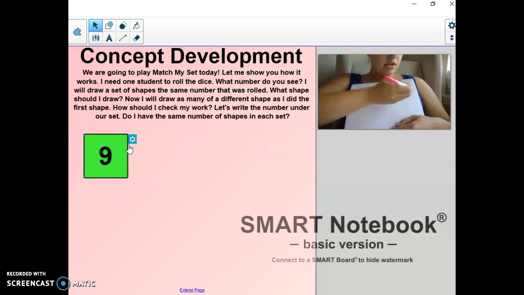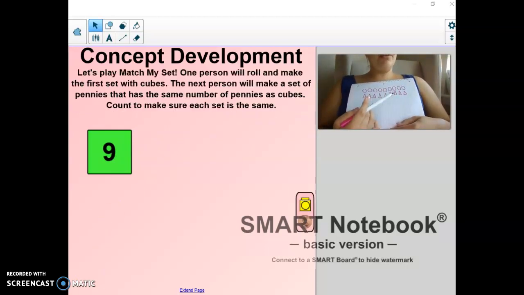Underneath my 9 circles, I'm going to draw 9 triangles. 1, 2, 3, 4, 5, 6, 7, 8, 9. Very good. Okay, so I think I drew the same number of circles as I did the number of triangles, but we always want to check. So let's draw a line to connect our objects. Each circle gets a triangle. Do we have the same number of circles as we do triangles? Yes, we do. Good job.